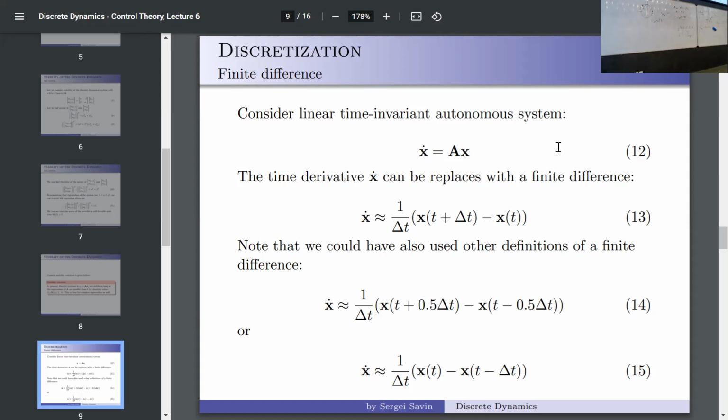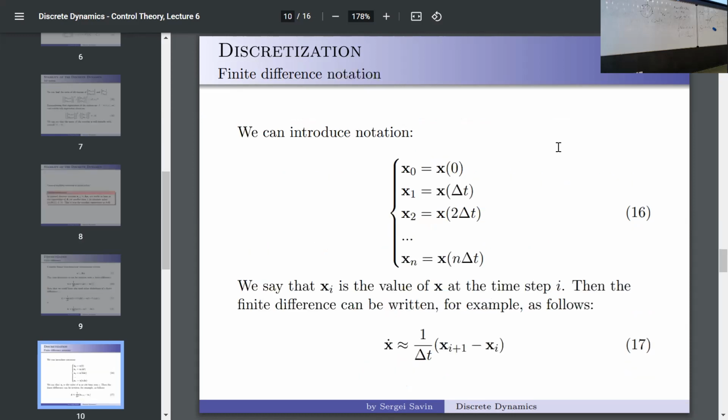Okay, now we saw how we can approximate the derivative. What we can also do is call x at the point of time 0 as x sub 0, x at the point of time delta t as x sub 1, x at the point of time 2 delta t as x sub 2. That's just a way to define those things, right?